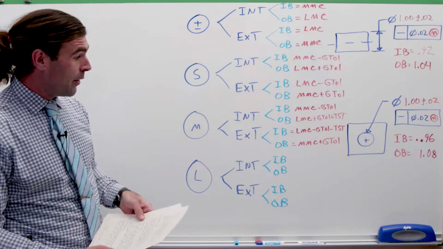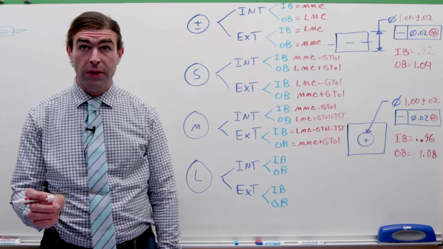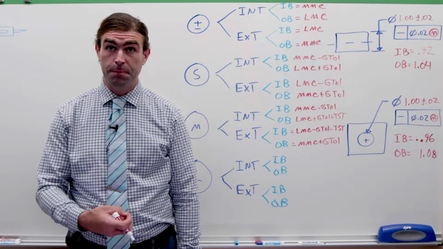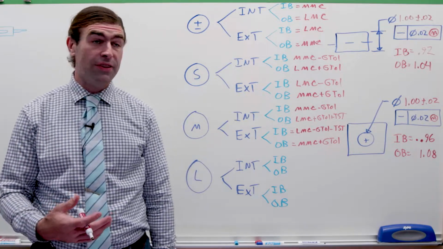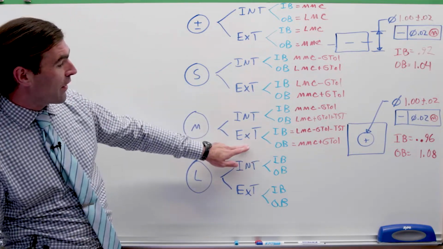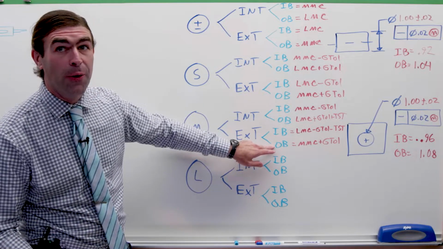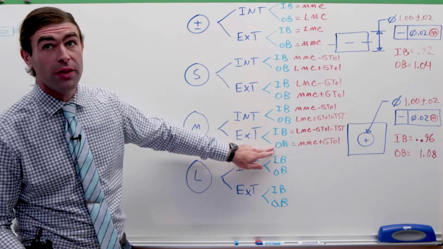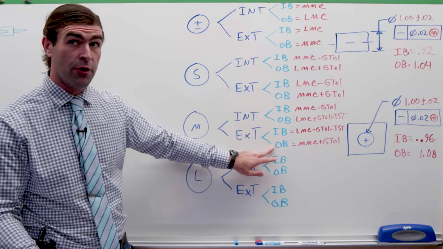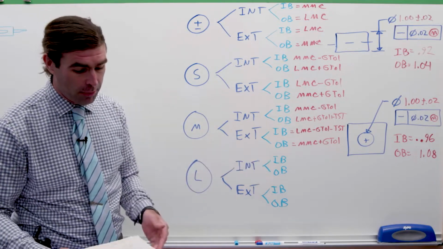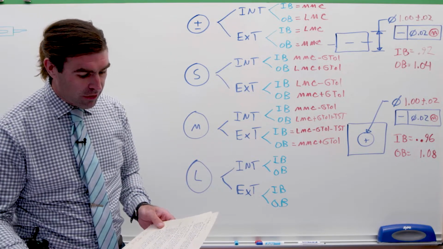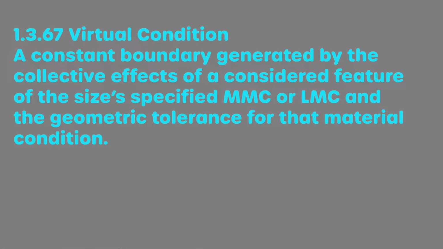Okay. Now, this is a time to bring up virtual condition and resultant condition. So the virtual condition for an external feature is the outer boundary. So you could call this the outer boundary or the virtual condition. It means the same thing. So back to the definition, a virtual condition is a constant boundary generated by the collective effects of a considered feature of size specified at MMC or LMC and the geometric tolerance.